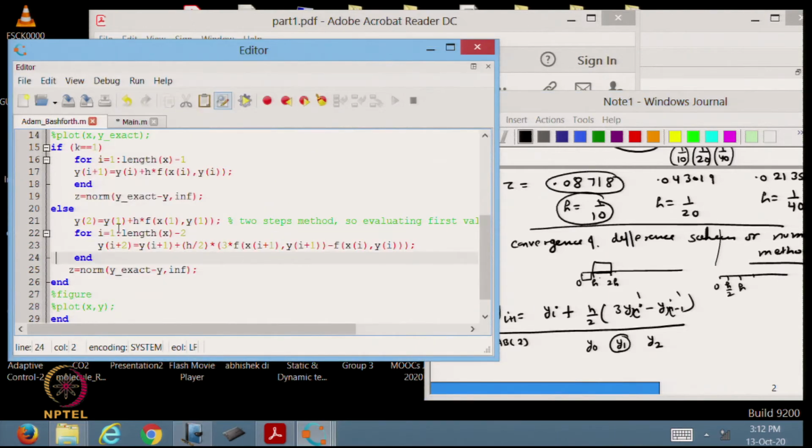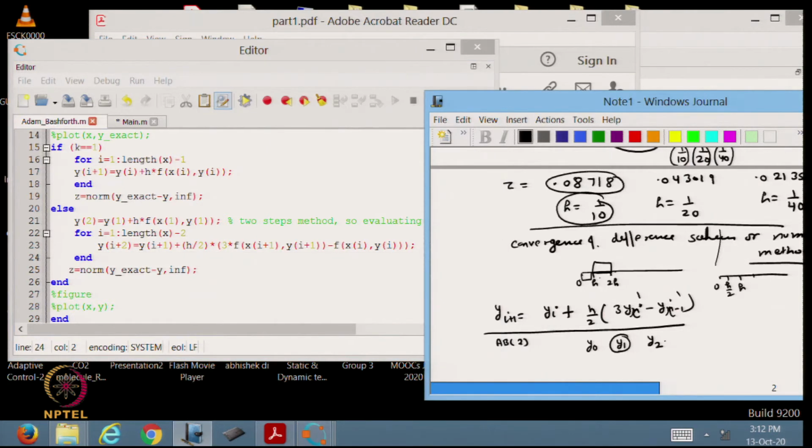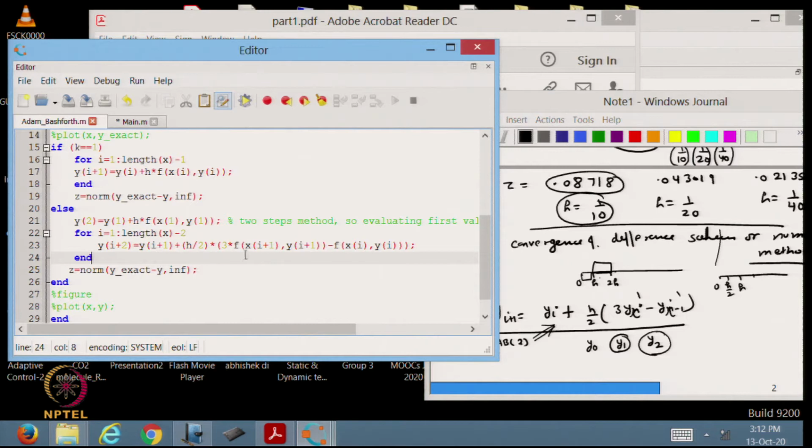So, initially from y0 I am going to y1 with the help of the forward Euler method itself, and from y1 I am going to y2 with the help of AB2. The difference scheme of this AB2 is given by the following, which I have implemented here: y i plus 2 is equal to y i plus 1 plus h by 2 times 3 f, and minus f.